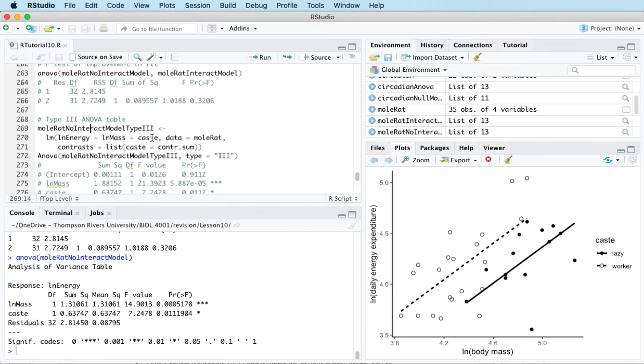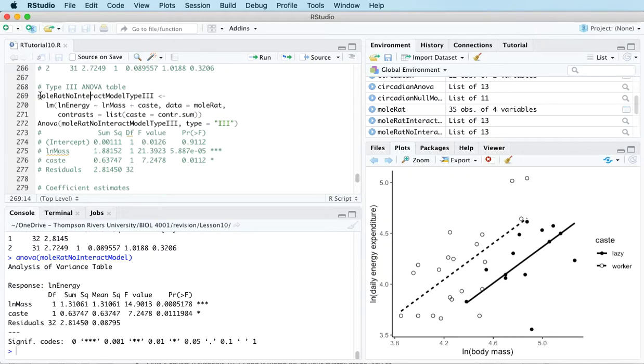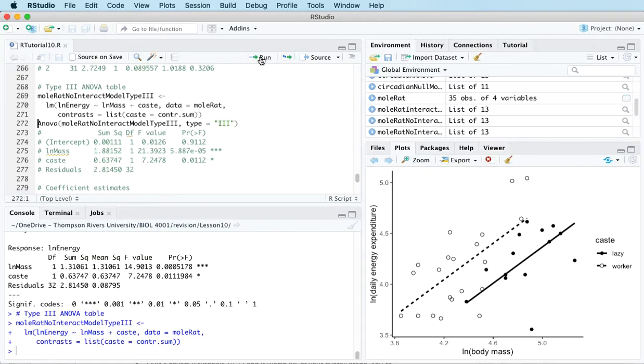So the way to do this is to fit another model, which I'm going to call no interact model type 3. It's the same formulation as before for this part, but then we add another argument to do with the contrasts. And so we've just got to add this bit of syntax to the model to fit the type 3 ANOVA model first, and then we can get the table. And to get the table, we have to run this function, and this function has a crucial capital A at the beginning.